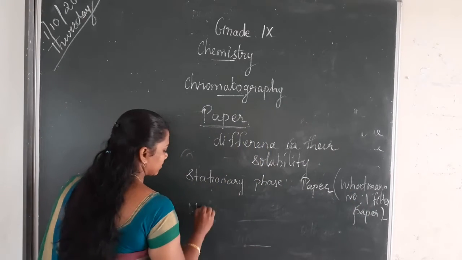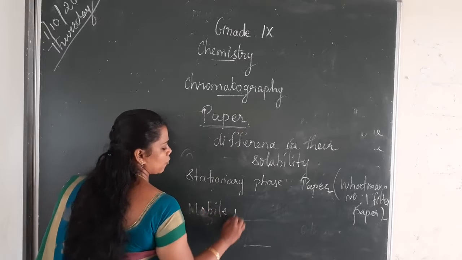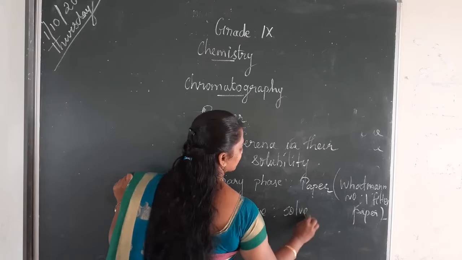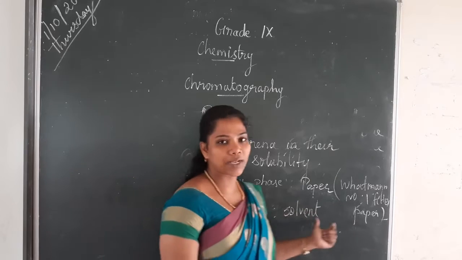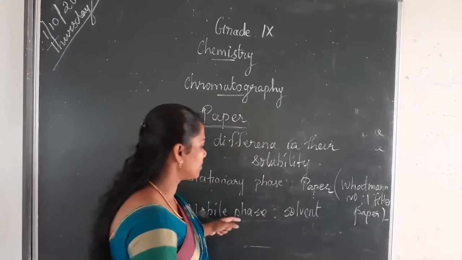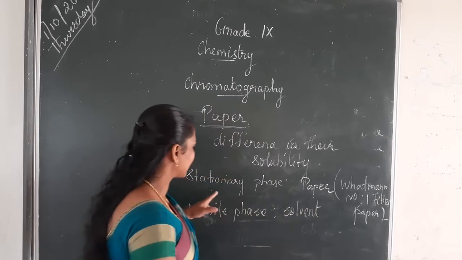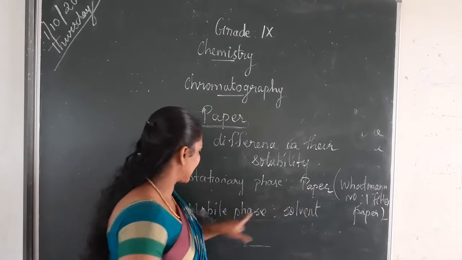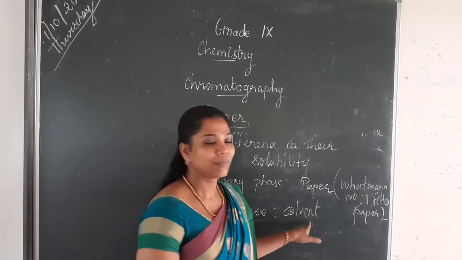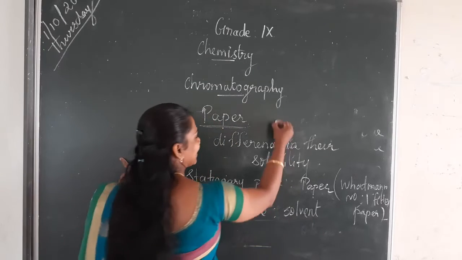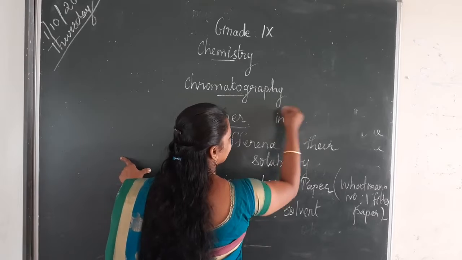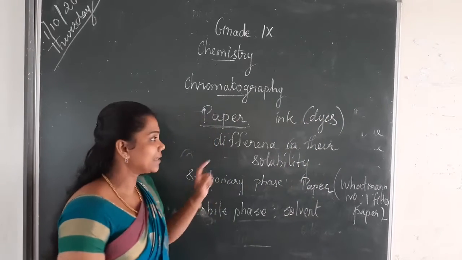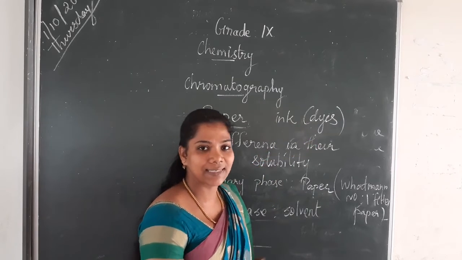And the mobile phase. Mobile phase means the moving phase, isn't it? The mobile phase is a suitable solvent: ethanol, n-butanol, ether, or anything that is a suitable solvent we should use. So two phases are there for paper chromatography. One is the stationary phase, that is the paper. The next one is the mobile phase. Today we are going to separate the dyes that are present in the ink. We are going to separate the different types of dyes that are present in the ink.